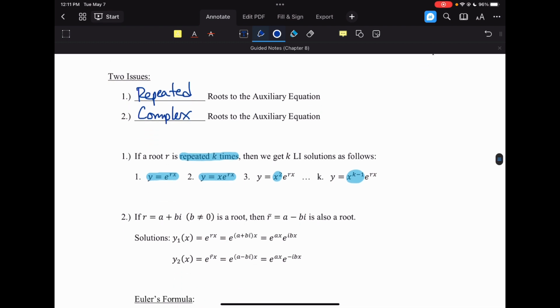If we have complex roots, so if r equals a plus bi, where b is non-zero, because if b was 0 it's not complex anymore, then the complex conjugate is also a root. So if a plus bi is a root, a minus bi is also a root. Now, when we set up the general form of the solution, y1 is e to the rx, so we get e to the (a plus bi)x, which when we split up, we get e to the ax times e to the ibx. And the same thing for the second one with the conjugate: we get e to the ax and e to the negative ibx.